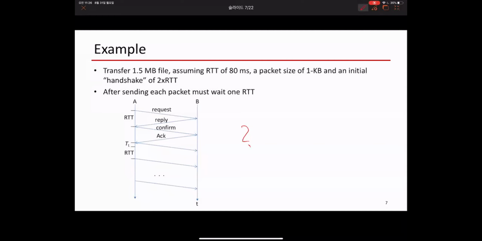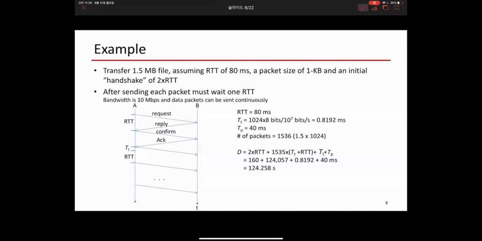Okay, guys. Okay, what's the time? Nobody? Is it somewhere around 124 seconds? Okay, good try. Okay, let me solve this.